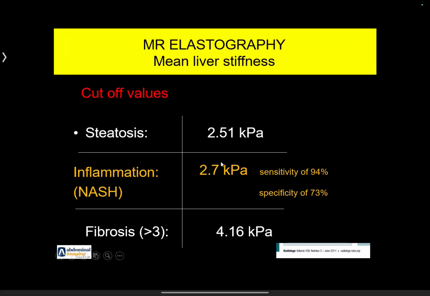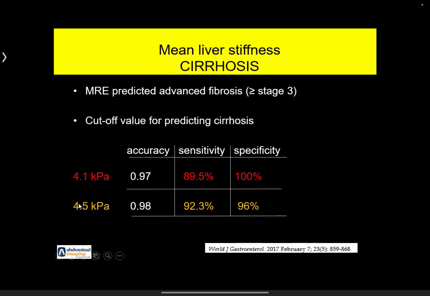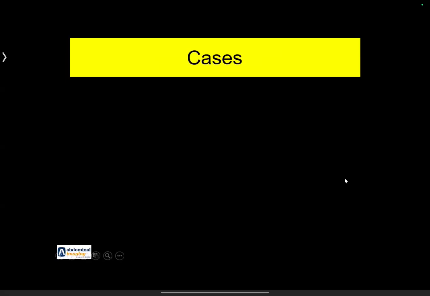So there are different cutoffs in kPa. Anything 2.5 or below is normal, meaning there is no fibrosis. And as I told you, inflammation increases the stiffness. So on MR elastography, you are able to tell if this patient has simple fatty liver or steatohepatitis, which is inflammation. There are various cutoffs for that; 2.7 is a good cutoff for inflammation. And anything above 4 goes into advanced fibrosis.